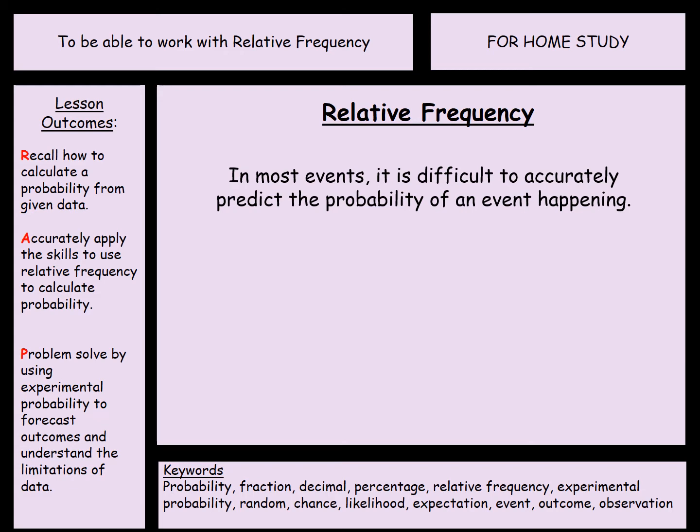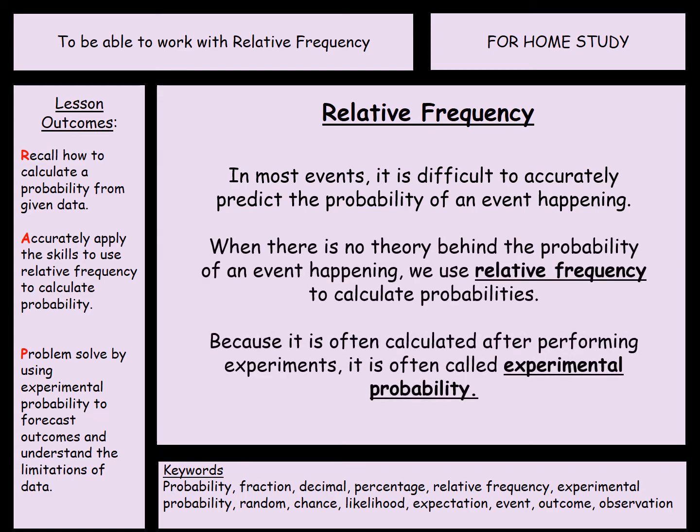So relative frequency: in most events, it's difficult to accurately predict the probability of an event happening. When there's no theory behind the probability of an event happening, we can use relative frequency to calculate the probabilities. So if that's something that's not like a dice being thrown or a coin being flipped, then we might need to do an actual experiment to work out what our chances of things happening are. And because it's calculated after performing an experiment, it's often called experimental probability. But these two things, relative frequency and experimental probability, are fundamentally the same thing.